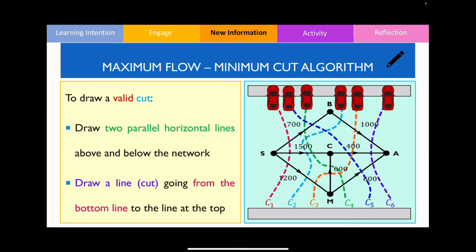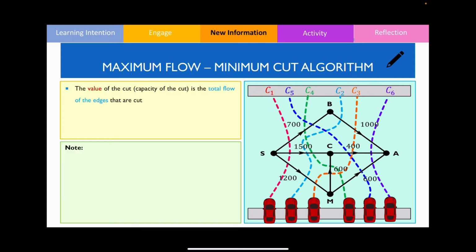Now that I've done this, in order to find out what my maximum flow is, I first need to find out the value, or the capacity, of the cut. This is essentially the total flow of the edges that I cut. In this algorithm, we want to find the minimum cut, which is the cut with the lowest weight or lowest cut capacity, and in doing so, this will ultimately tell us our maximum flow.